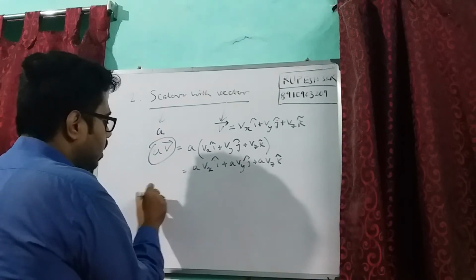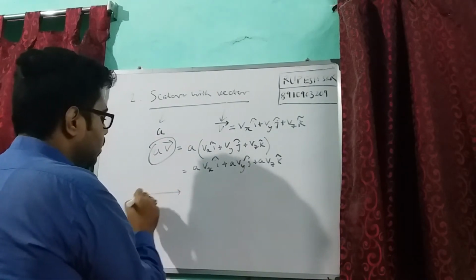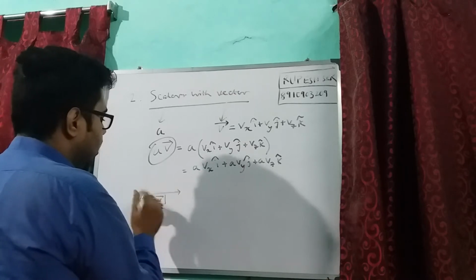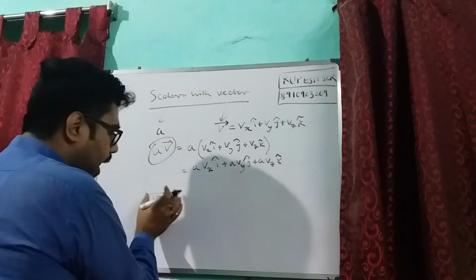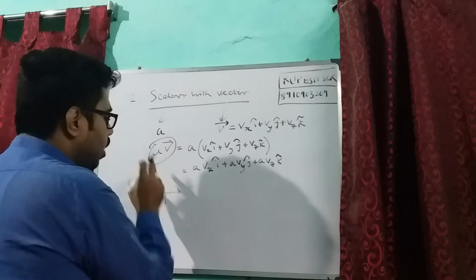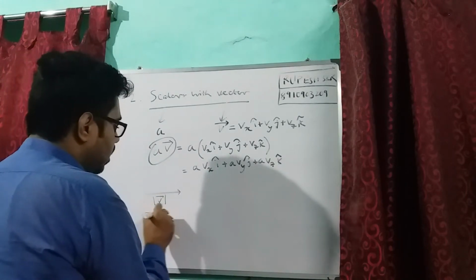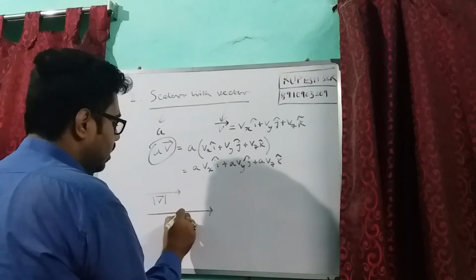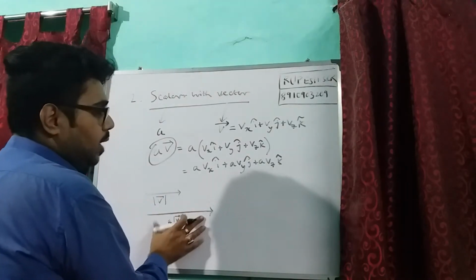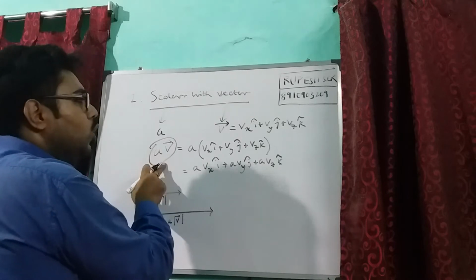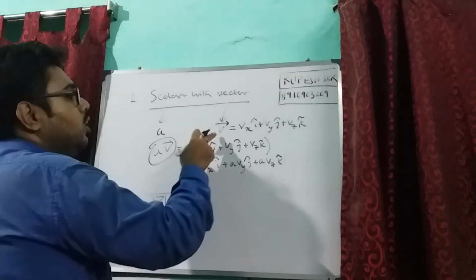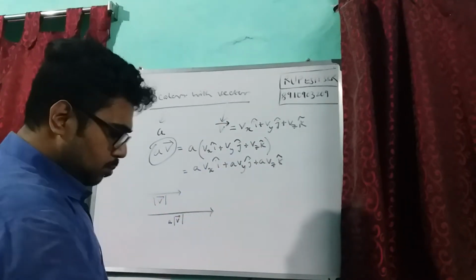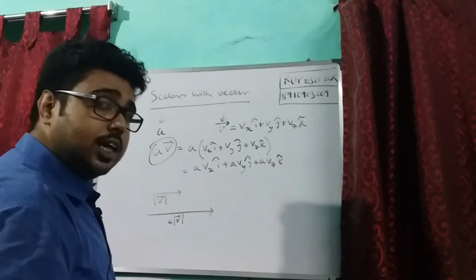Suppose we have vector V, and the mod of vector V is like this. When you multiply A with vector V, only the magnitude will increase, but the direction of AV will be the same as that of the original vector V. Okay.